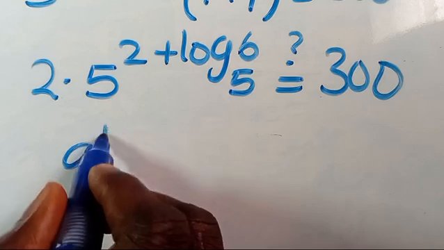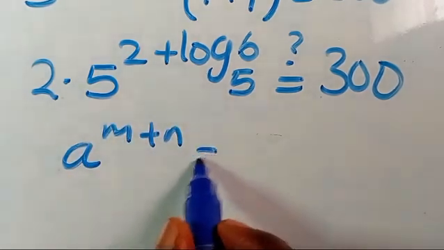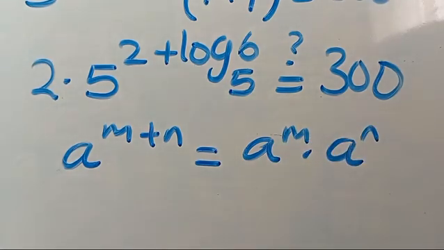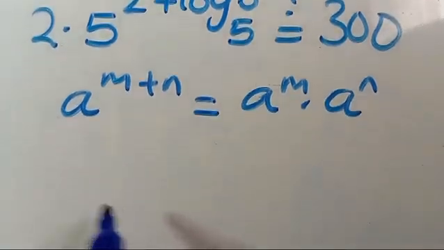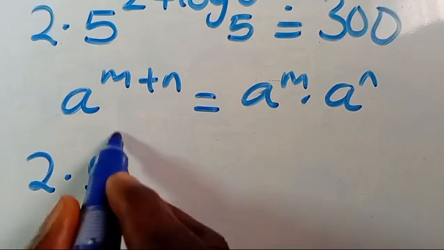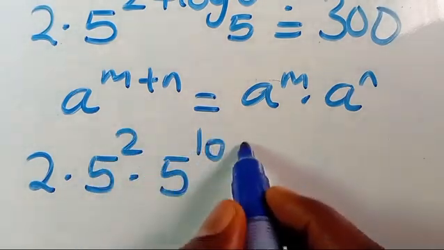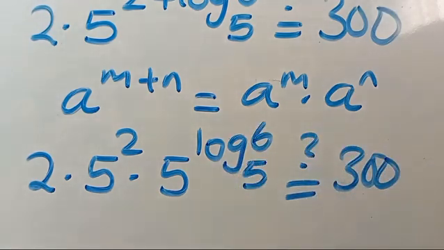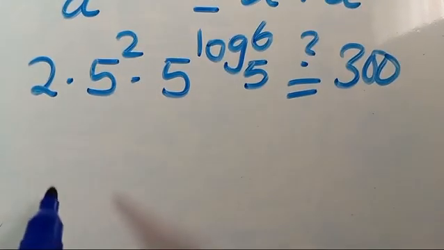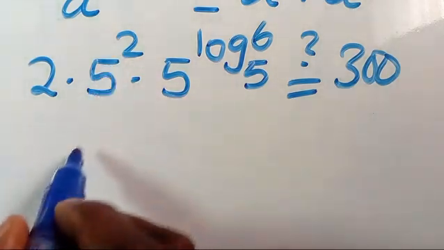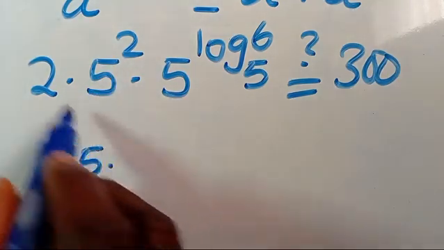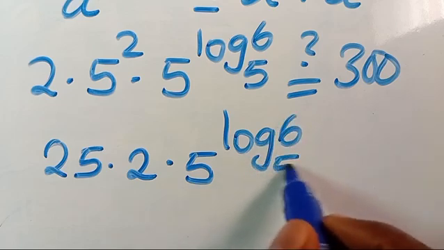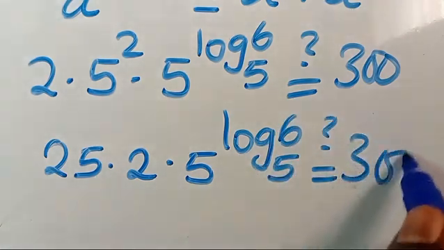Recall that when we have a to the power of m plus n, it equals a to the power of m multiplied by a to the power of n. So applying it here, the 2 will stay, 5 to the power of 2 multiplied by 5 to the power of log 6 in base 5. Then are they going to give us 300? So from here, 5 to the power of 2 will give us 25 multiplied by 2 multiplied by 5 to the power of log 6 in base 5. Then it's going to give us 300.